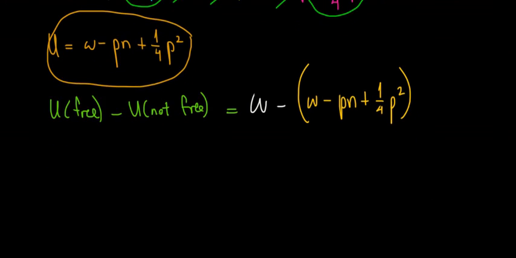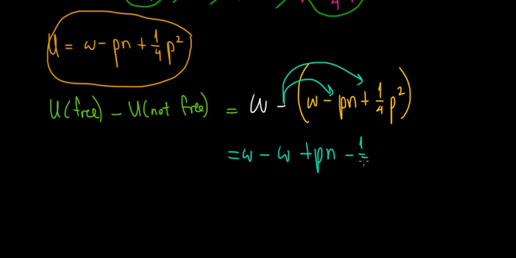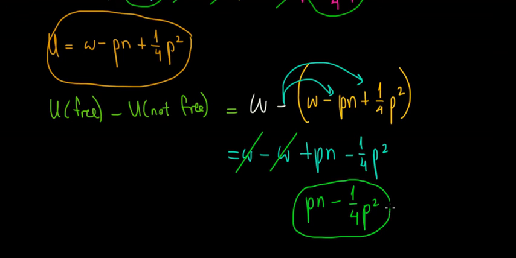Now if we open the brackets, let's see what we get as a result. We will have W minus W minus Pn is plus Pn minus 1 over 4 P squared. W minus W goes away, so these things cancel out, and we have as a result Pn minus 1 over 4 P squared. This is the value of the free coffee to the employees. Hope this all makes sense. In the next video we go to part E.